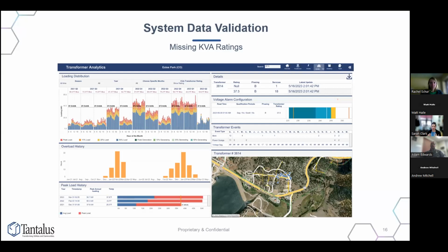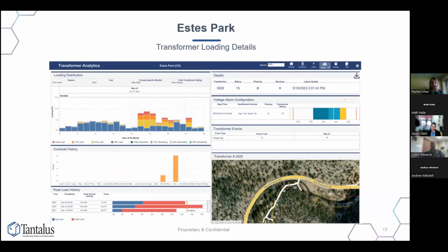And so that's been my experience with it, or my uses of it, from more the office analytics perspective. I'll turn it over to Adam. He's our service crew supervisor, and he's got a much more field-based perspective. Yeah, so I'm Adam with Estes Park, line crew supervisor, and day-to-day operations.